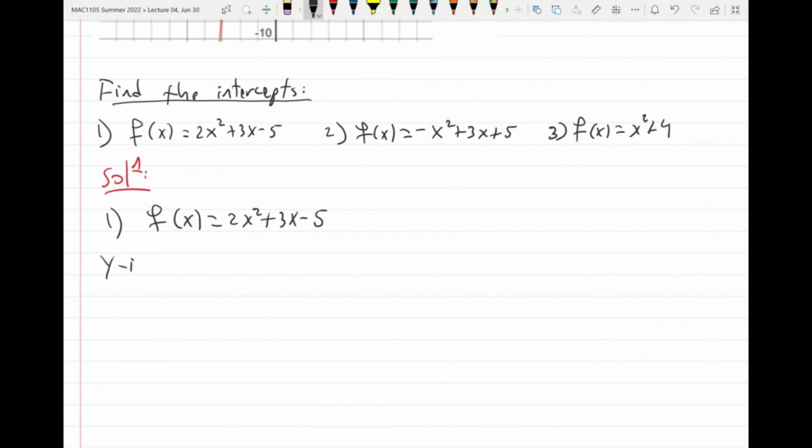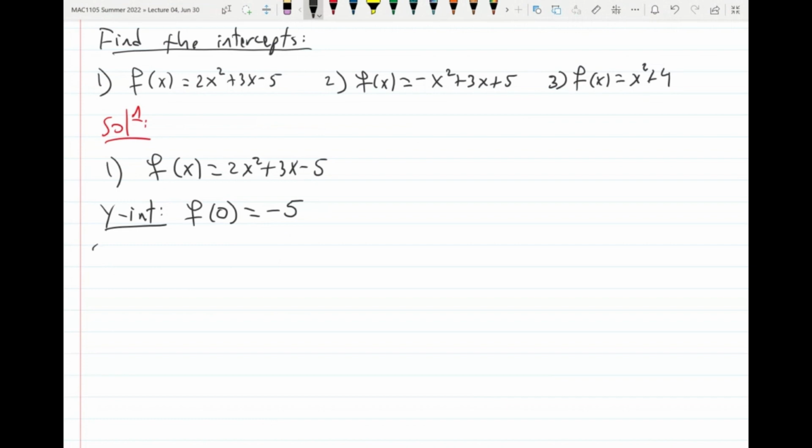So let's find the y-intercept because this is the easy one. So how do we find the y-intercept? What do we need to do? Just plug in 0, right? So you find f of 0, which is -5. So the y-intercept is a point. So as a point, what is this? 0, -5. Good.